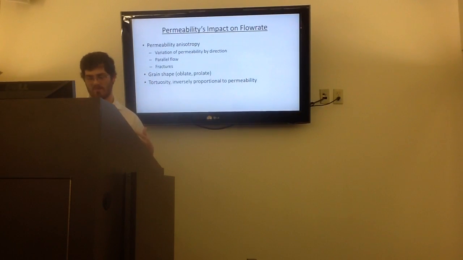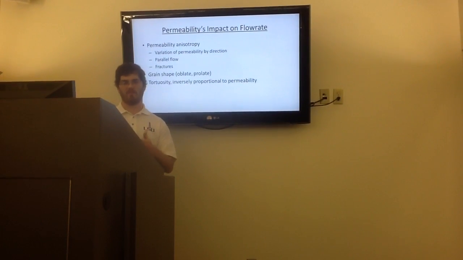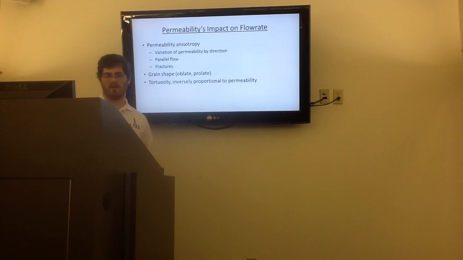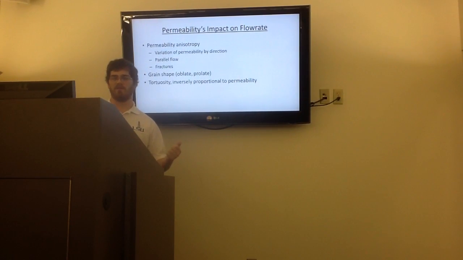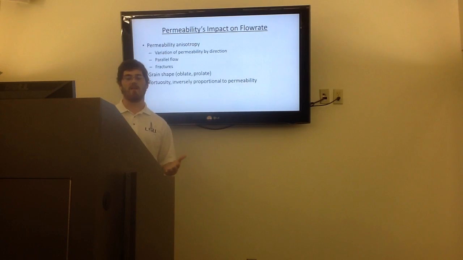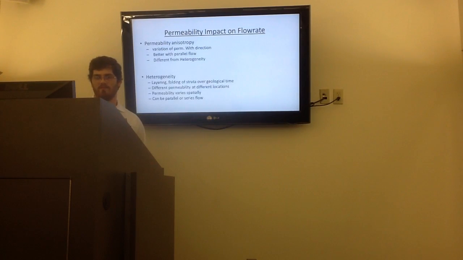Oblate would be a more flattened grain, and then the prolate would be an elongated grain. You also have tortuosity, which is inversely proportional to the permeability. Tortuosity is basically the winding path in the porous media that will affect the flow rate going through it.